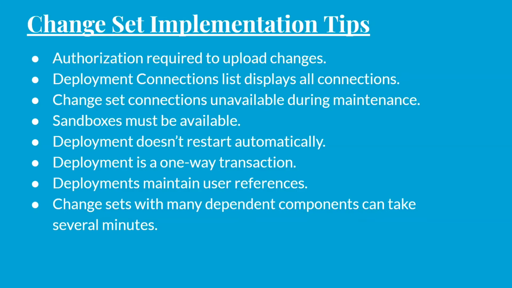The deployment connection list displays all connections. Once you have all the sandboxes, the production org, and your change set ready, you can go ahead and see the different deployment connections between different orgs. It shows whether it is a two-way connection or just a one-way connection, or if there is no connection between two sandboxes, but all the sandboxes will have a connection with production, that is for sure. Then only you can transfer the data between them. Those connections are displayed, and based on that you can start sending or receiving change sets from one org to another.